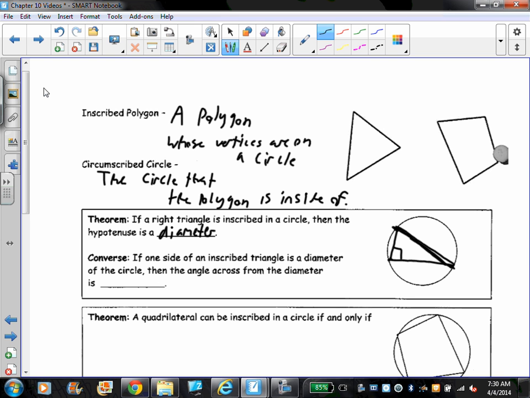If one side of an inscribed triangle is the diameter of the circle, then the angle across from the diameter is right. That's the converse, just the opposite saying of what was there. So that is something that you may find useful throughout all of this.